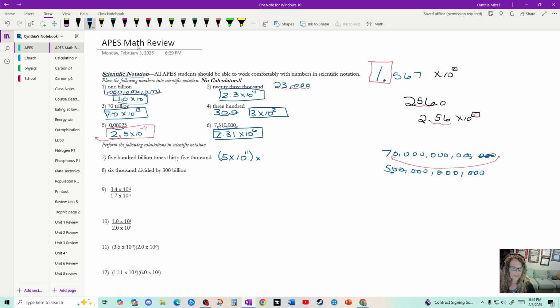35,000. 3.5 times 10 to the, so let's look over here for a second. 35,000. 1, 2, 3, 4. 10 to the 4. So we're just multiplying these two numbers.